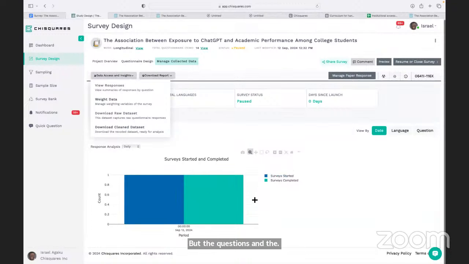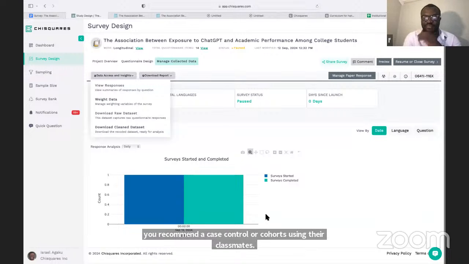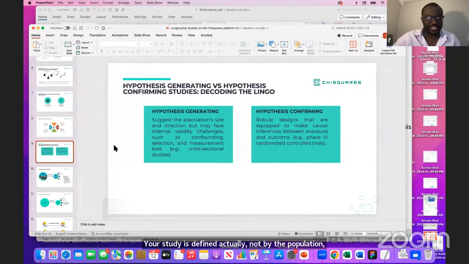I have a cohort of children with blindness enrolled for inclusive education and want to conduct a study to assess the impact on their lives. Would you recommend a case control or cohort using their classmates? So your study is defined actually not by the study population. So always think of PICO, the framework in this case.